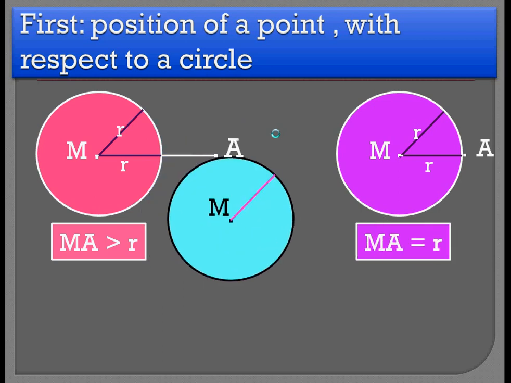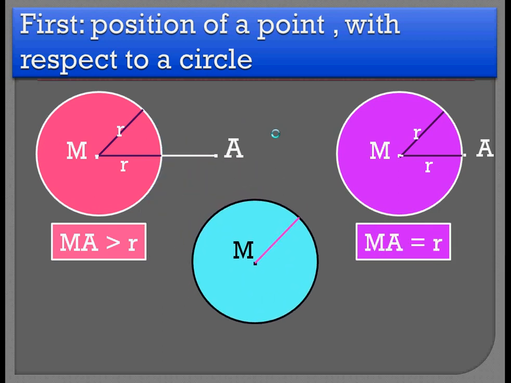In the third figure, I have circle M and radius R. If you plot a point A, this point is lying inside the circle. The distance from M to A is smaller than the radius of the circle, and we can see that A is lying inside the circle.